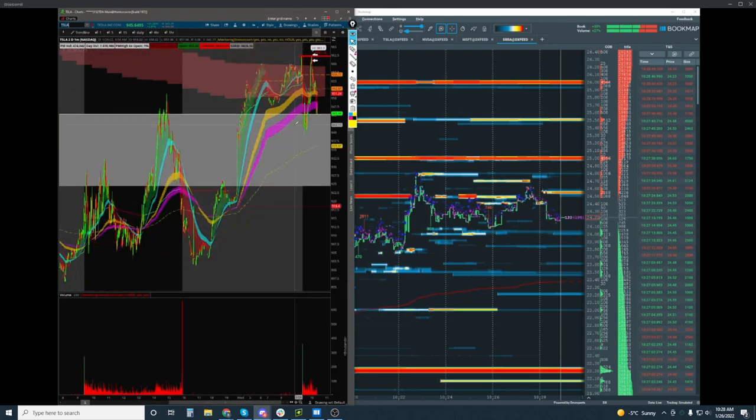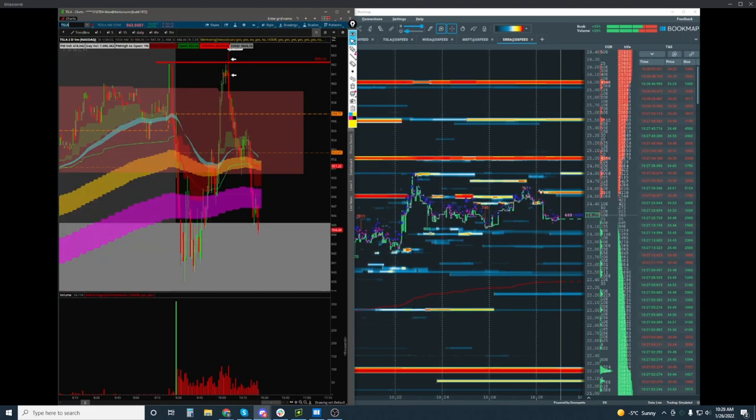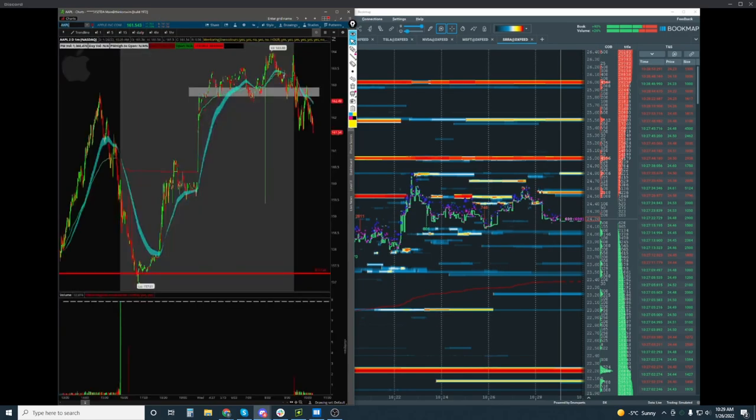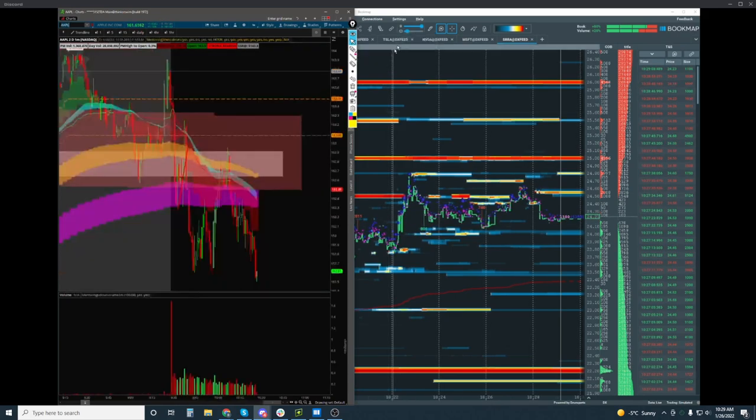Let's get back to Tesla. So we are still inside the previous day range. We are above that demand zone. Let's look at Apple. So Apple started to unwind and break, let's say, the low of the day.